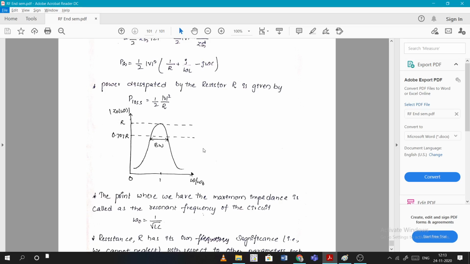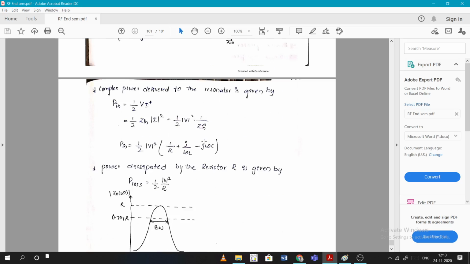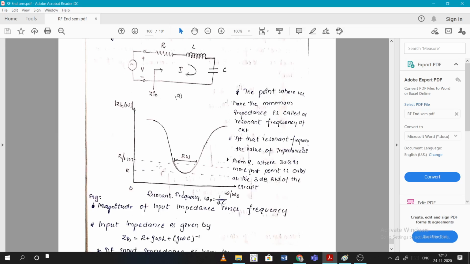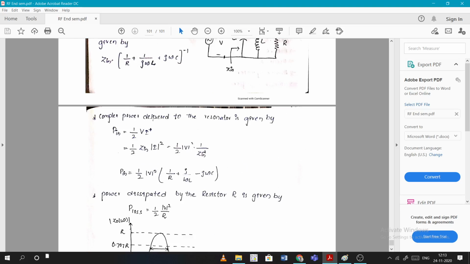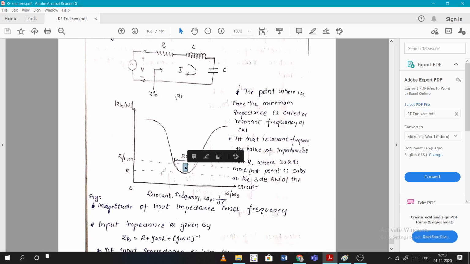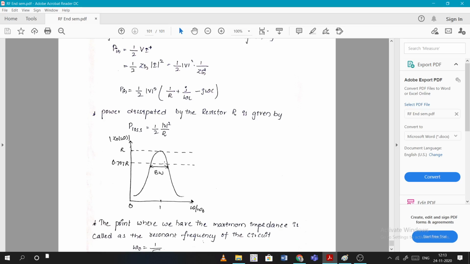And for a given bandwidth, the point where the impedance is 3 dB more than R is called the 3 dB bandwidth of the circuit. So basically from R, we see the bandwidth where the value is 3 dB more. Here that point is called the 3 dB bandwidth of the circuit. In this circuit it is 3 dB more, and in this circuit 3 dB less from the highest peak. That is the 3 dB bandwidth of the circuit.